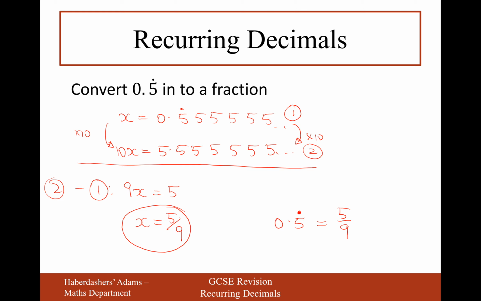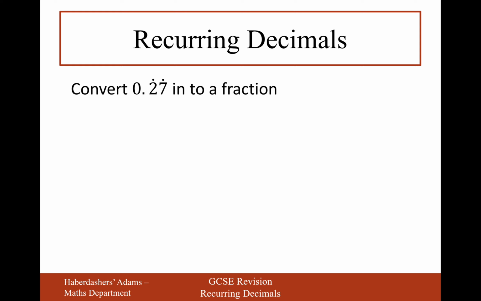Alright, we'll now slowly and steadily make these questions harder. So a new question now, 0.27 with dots above the 2 and the 7. So that means the decimal is going to go 2727272727. Pause the video, give this question a go.